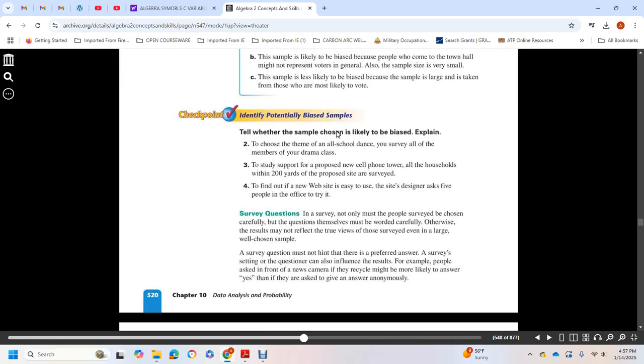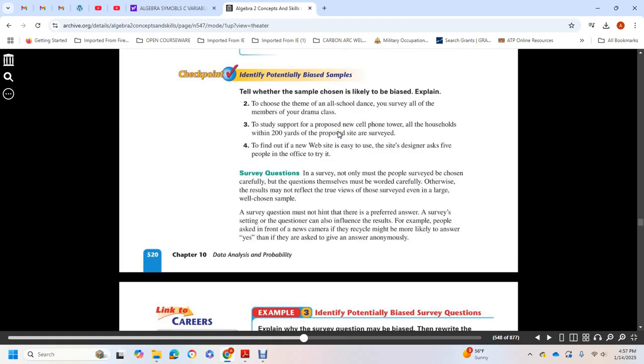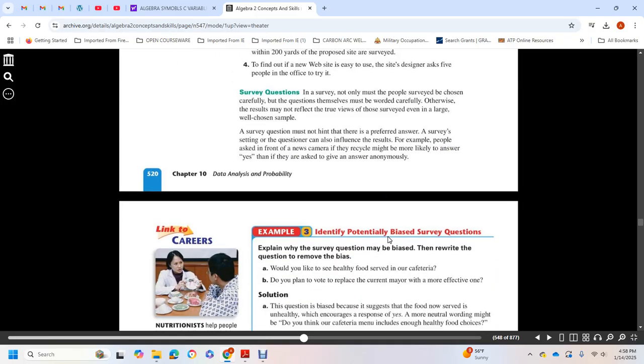Alright, survey questions. In a survey, not only must the people surveyed be chosen carefully, but the questions themselves must be worded carefully. Otherwise the result might not reflect the true views of those surveyed, even in a large, well-chosen sample. A survey question may not hint at the preferred answer. The setting of the questioner can also influence the result. For example, people asked in front of a news camera whether they recycle might be more likely to answer yes than if they were asked anonymously.